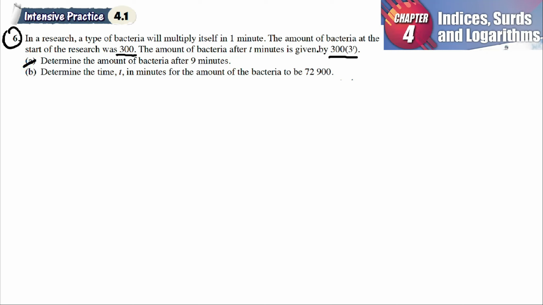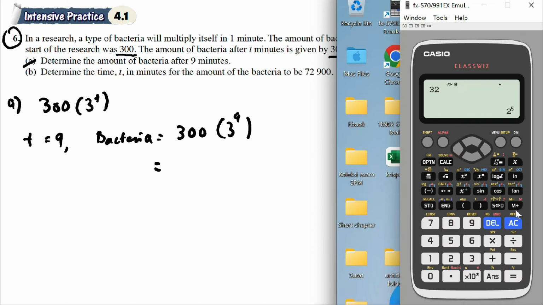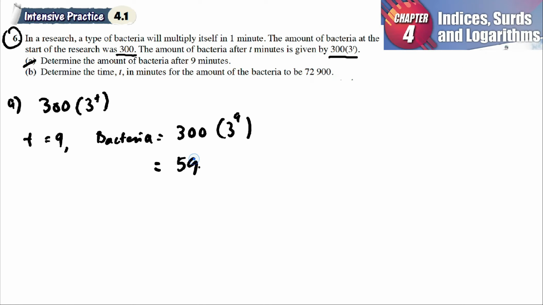So we see here, the amount after t minutes is this one, 300 times 3^t. When t is equal to 9, the amount of bacteria is equal to 300 times 3 to the power of 9. So here we get 300 times 3 to the power of 9. So we get 5,904,900.